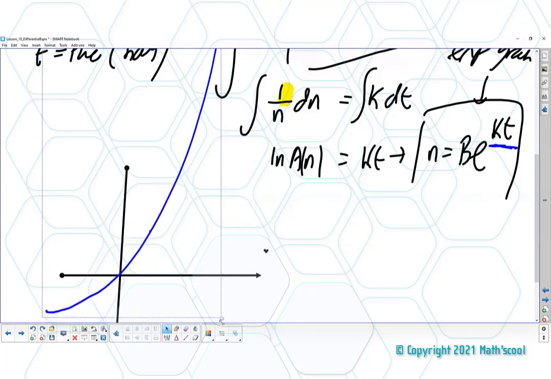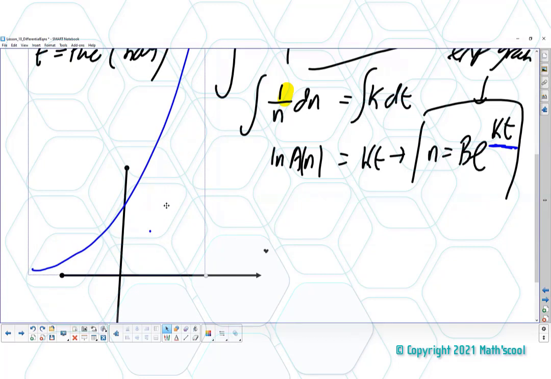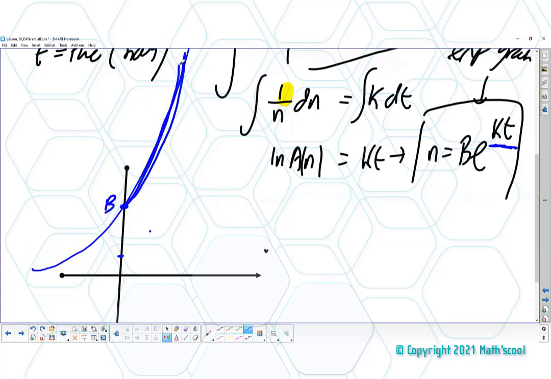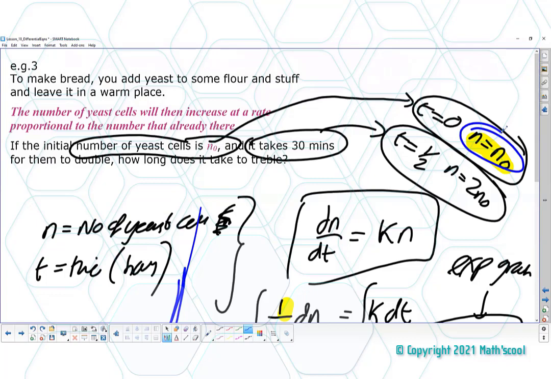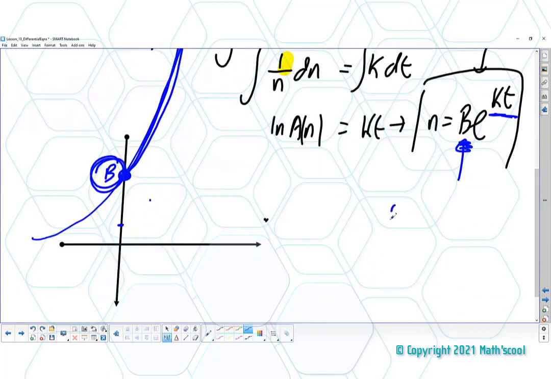And what you get when you stretch it by b along the y-axis is, instead of having an intercept of 1, it has an intercept of b. And so that's what the graph looks like. It's an exponential growth graph, and it starts from b. b is whatever the initial amount is. But they tell us the initial amount is n naught. So that's just going to be n naught. So n equals n naught e to the kt.